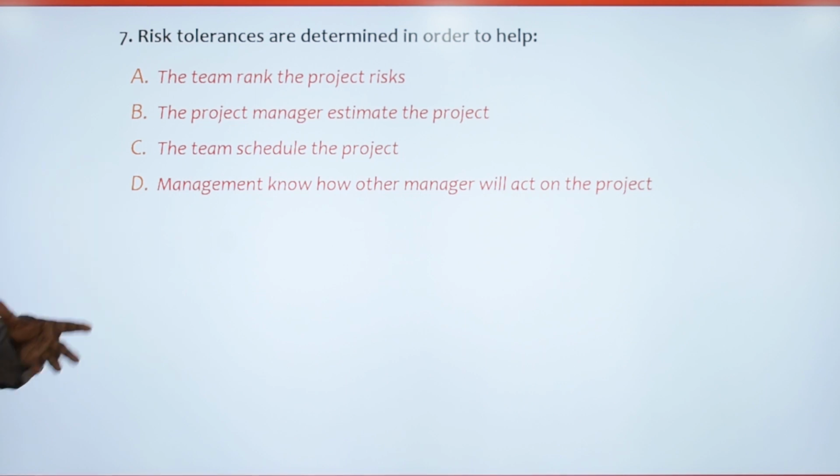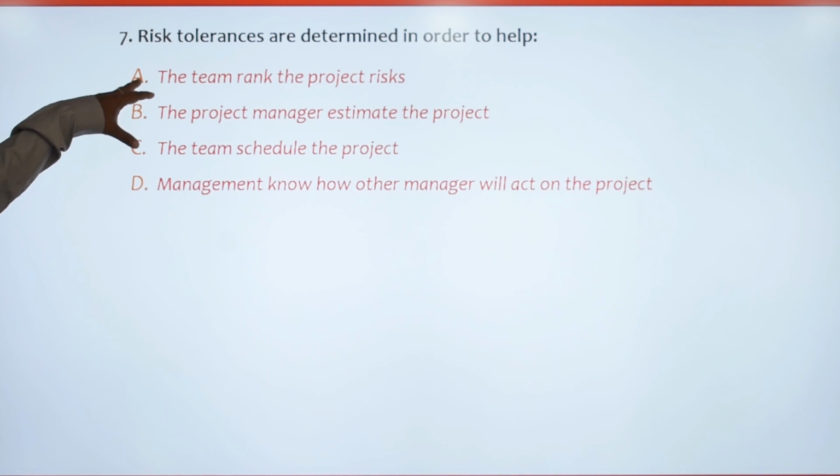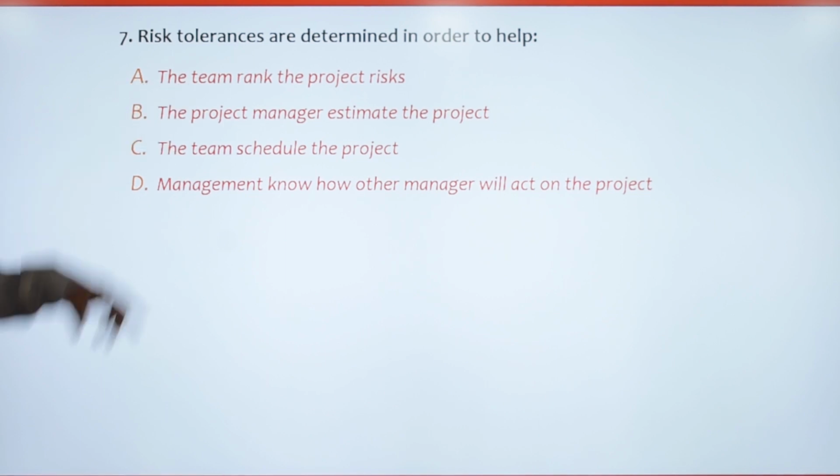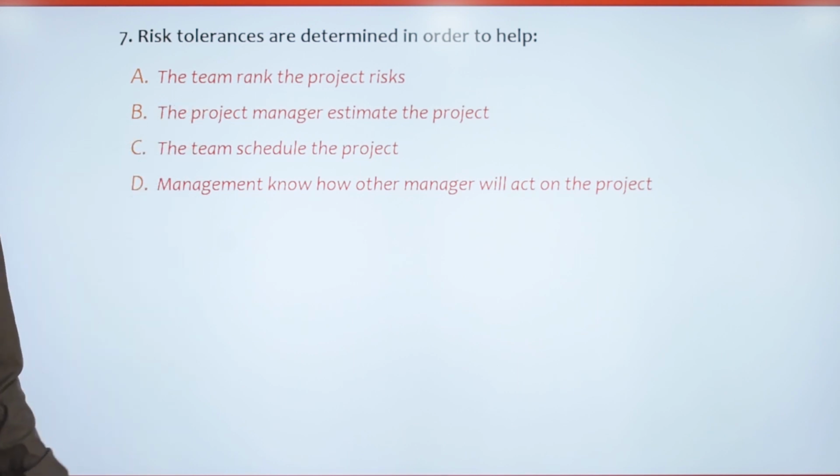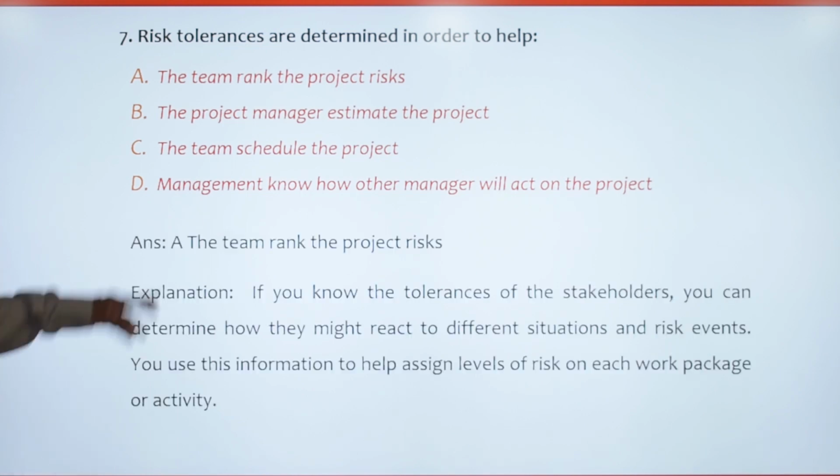So risk tolerance are the individual's capability to tolerate a particular risk. So you need to consider that while analyzing and prioritizing the risk. So the right option is option A, team rank the project risk. So the risk tolerance of a stakeholder also has to be considered while ranking the project risk or prioritizing the project risk. So the right answer is option A.